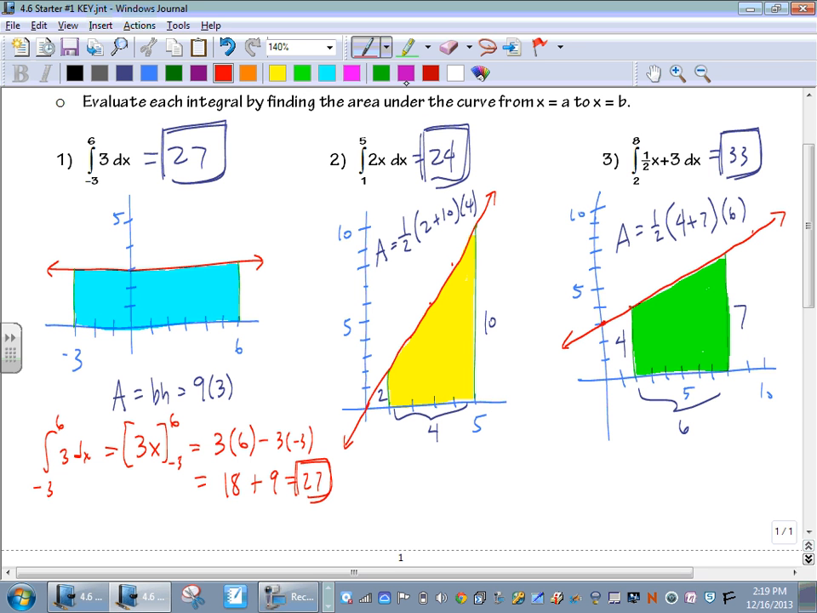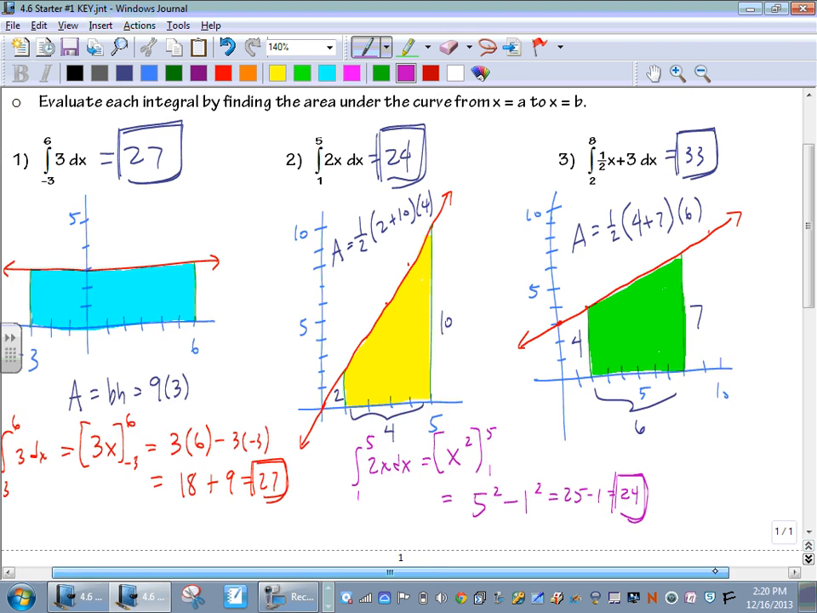Let's check number 2. Antiderivative of 2x dx from 1 to 5. Well, antiderivative of 2x is x squared, but we have to evaluate that from 1 to 5. So that means we're going to take 5 squared minus 1 squared. So that's 25 minus 1, which gives us 24. Same thing we got when we found the area using a trapezoid.